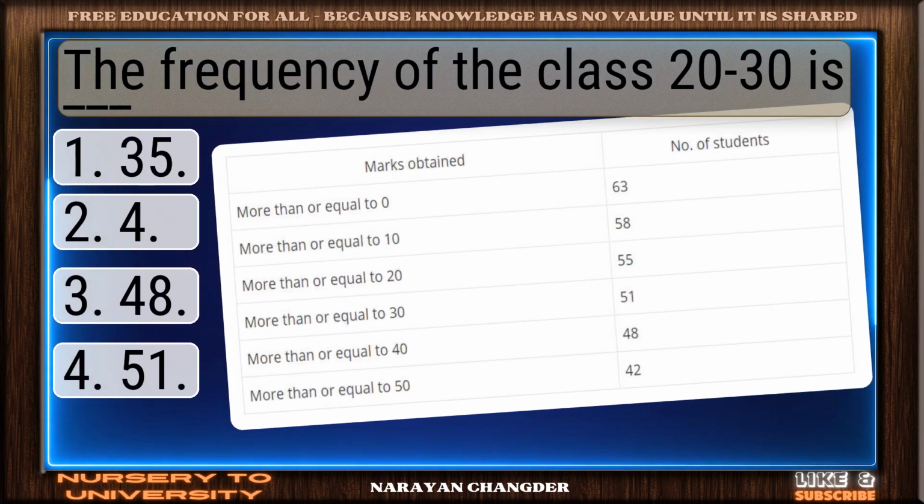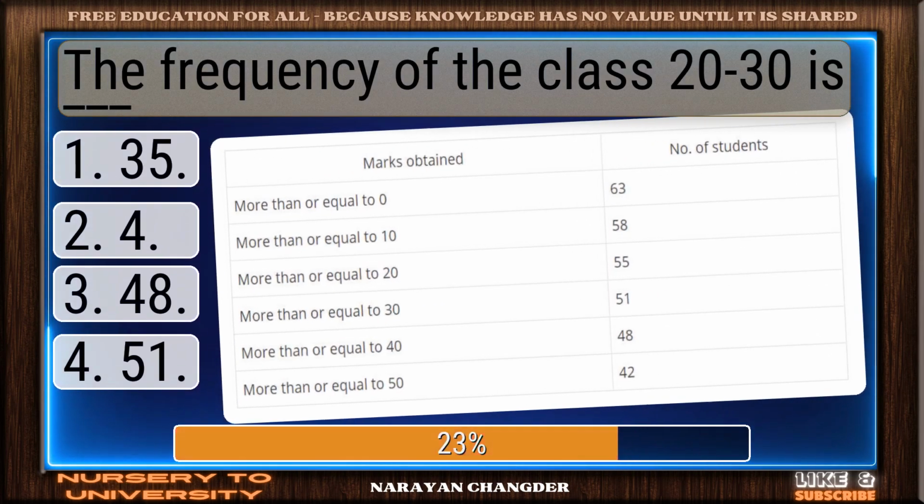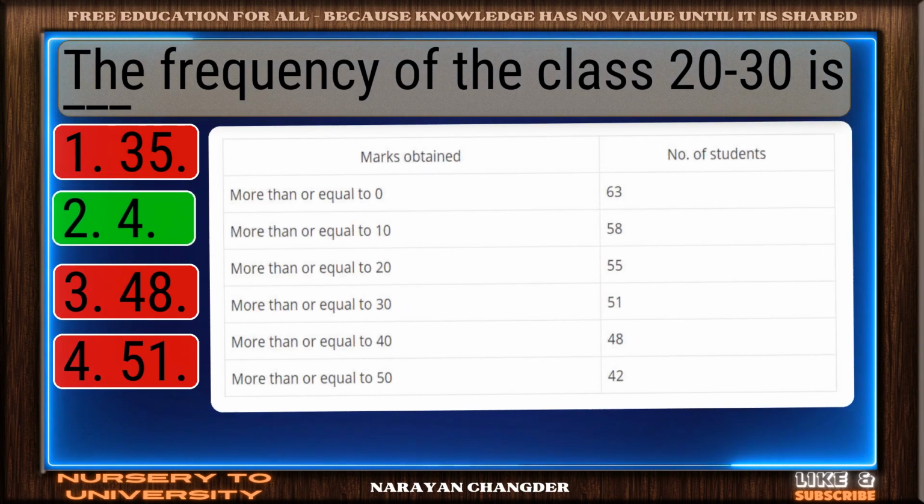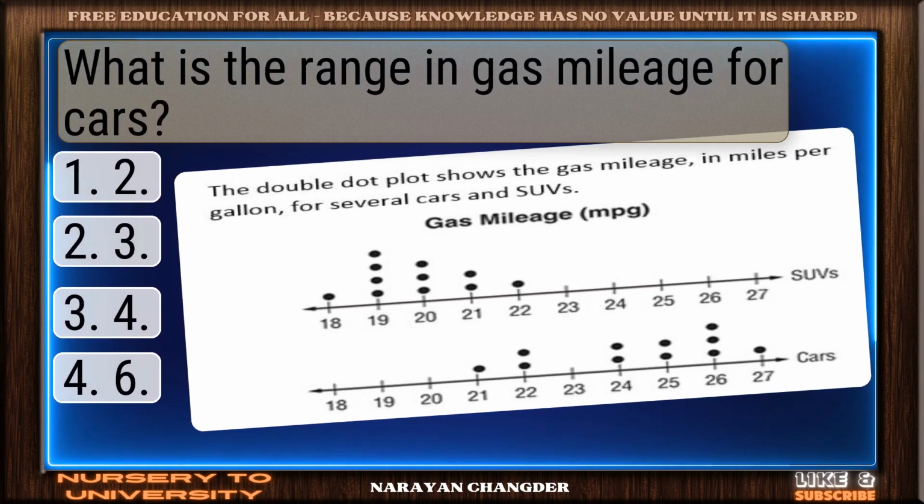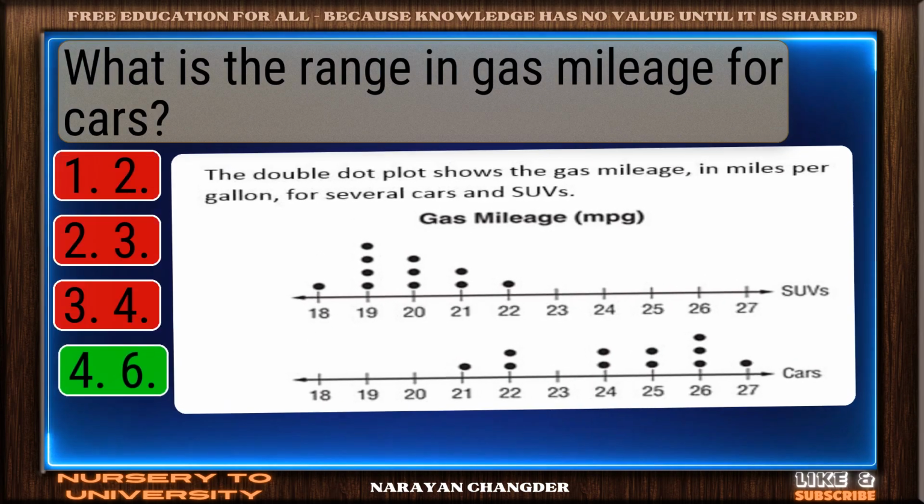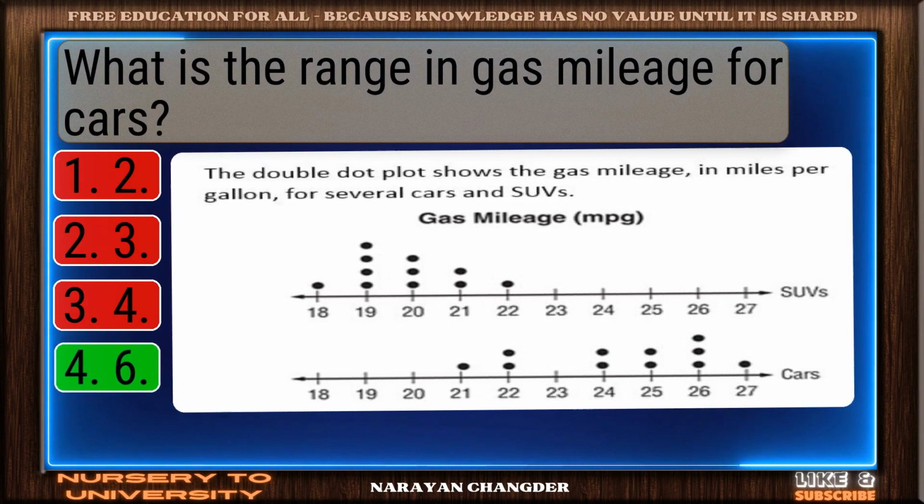The frequency of the class 20-30 is dash. Smart pick. 4 is correct. What is the range in gas mileage for cars? Valid point. 6 is true.